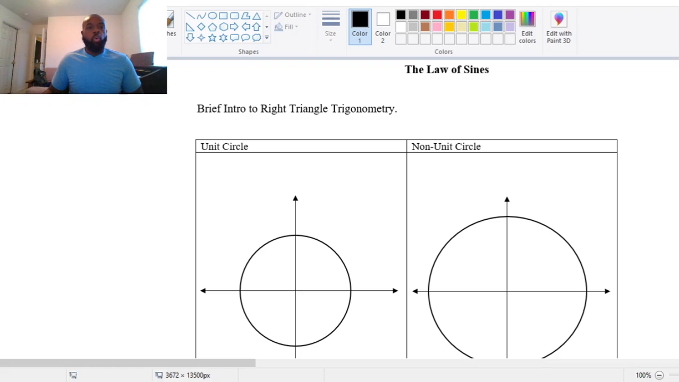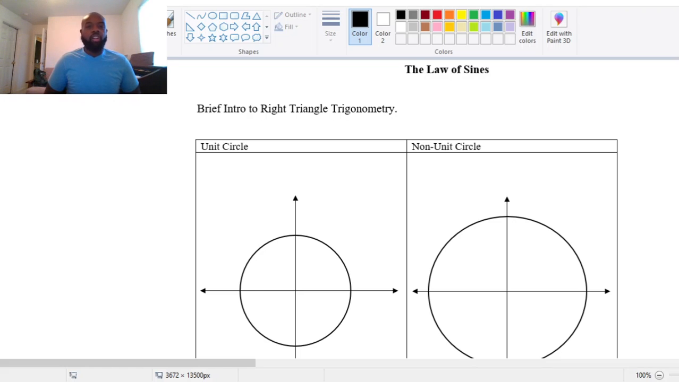In this video, we're going to talk about the law of sines. Before we get to the law of sines, in the next couple of videos, we're going to talk about basically ways to solve triangles, right? So now that we know all about trigonometry, we can actually use the properties of trigonometry and these laws that we're going to talk about to actually solve triangles.